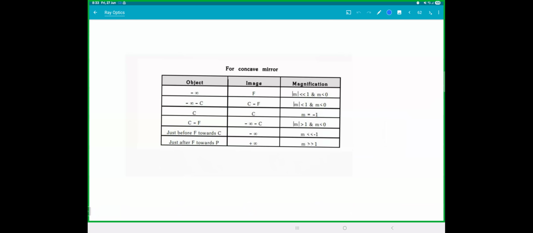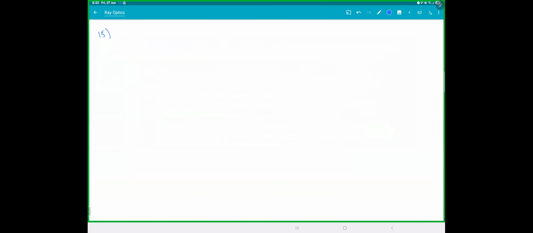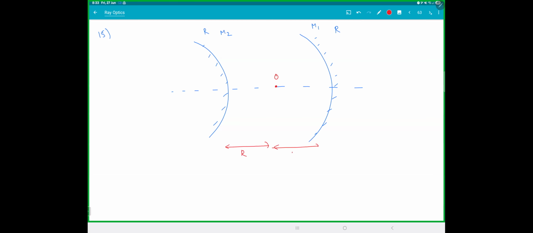Great. So the last thing that we're doing was positions and everything. Let's do one more question before going ahead. We have two mirrors here, one convex and one concave, radius R. Let this be M1 and let this be M2. At the center, we have the object. This distance is R and this distance is also R. It's at the midpoint. Find the position of the images after two reflections.